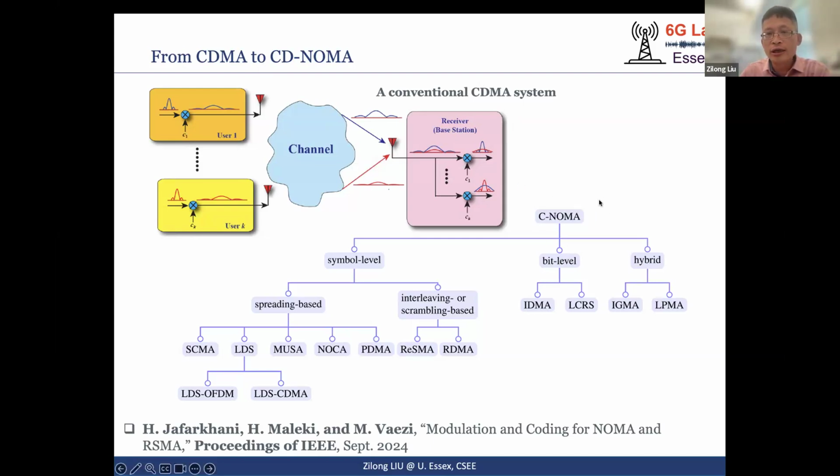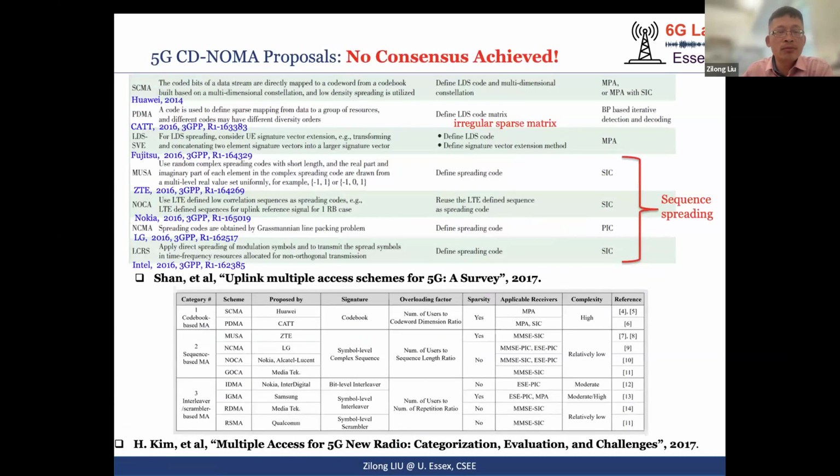So starting from this CDMA, in the 5G time, there are numerous proposals talking about code-domain NOMA. Now we can see many types of code-domain NOMA, such as IDMA, where we use a different interleaver for different users, such that we are able to carry out multi-user communication, such as MUSA, PDMA. So overall, there are many proposals. In 5G time, 3GPP actually received numerous proposals on code-domain NOMA. For example, we have SCMA from Huawei, PDMA from CATT, MUSA from ZTE, and NCMA from LG.